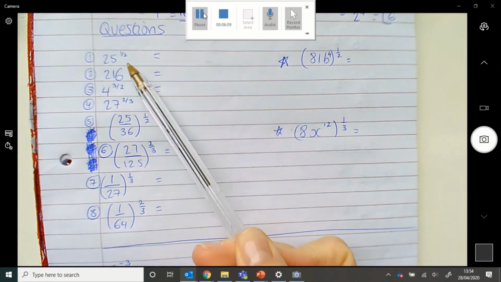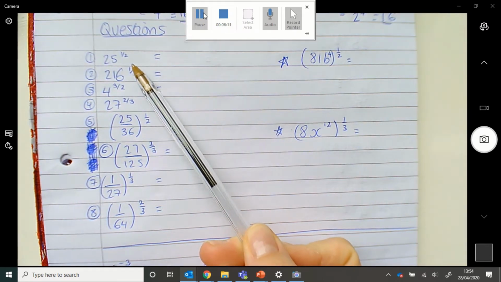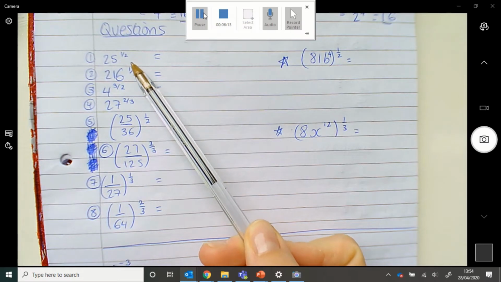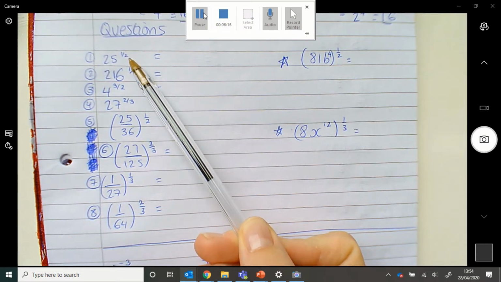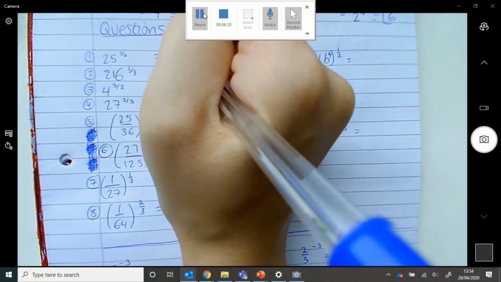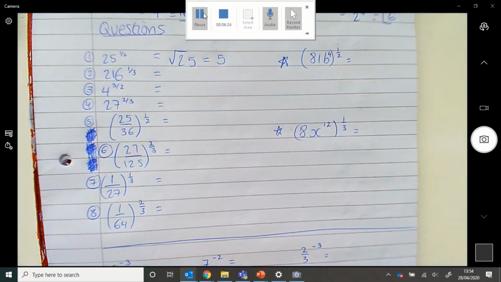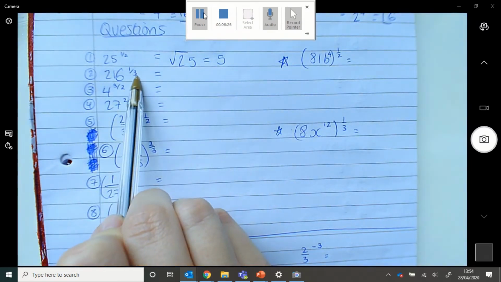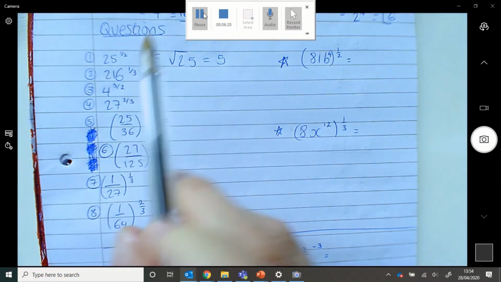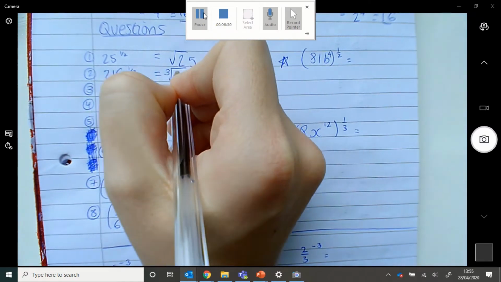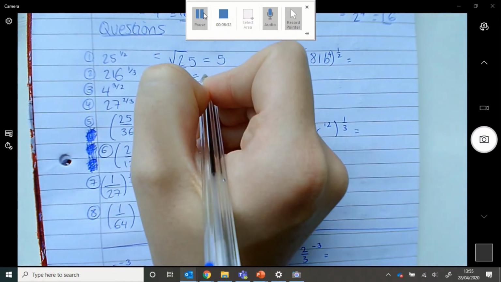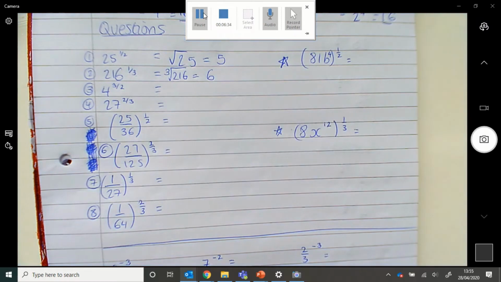Okay, so this reminds me of the easiest type that I first saw, that if I have a denominator of a 2 in my power, then it means square root. So I'm going to square root 25, which is 5. If I've got a denominator of a 3, then it means cube root. So I'm going to cube root 216, which is 6, because 6 times 6 times 6 is 216.